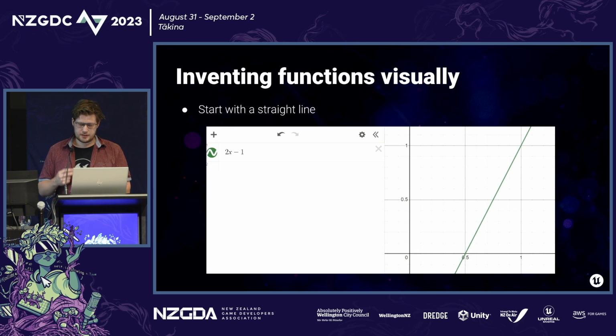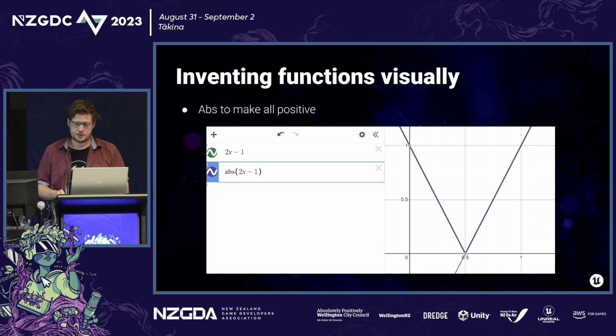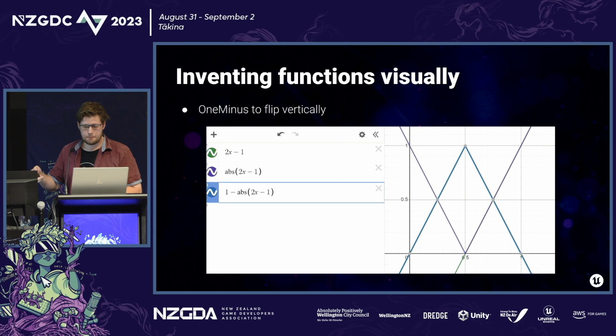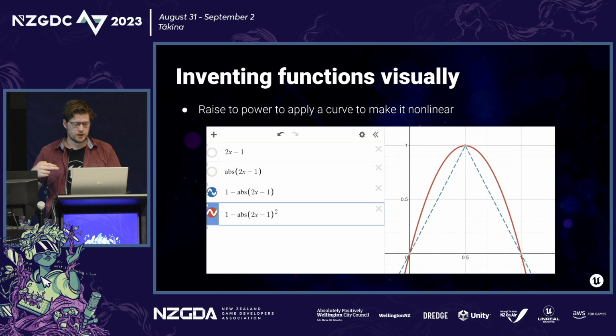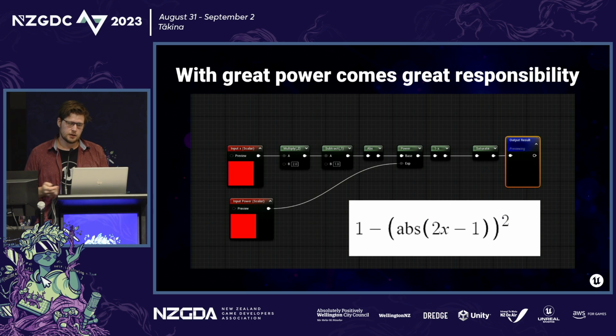But you want it to be centered. So you do some math to recenter your linear gradient. You can take the absolute value to create this triangle shape. Then you do a 1 minus to flip it vertically. And then finally you can square it to get that round profile shape. And again, if you look at it sideways, you can imagine that's like a cloud profile. And you can wrap that into a material function and hand it around, and everyone can use that.